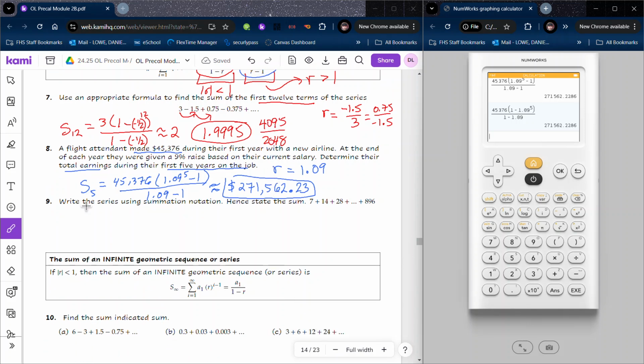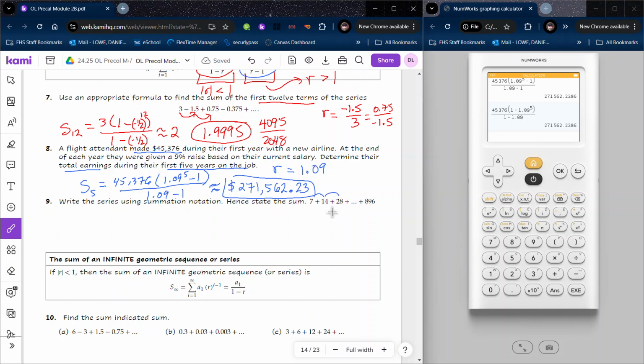So our next question: write the series in summation notation and hence state the sum. And here is our series. Remember, a series has additions. And if I look at this, I have a common ratio equal to 2. I'm multiplying by 2 each time. So I need to figure out how many terms I have.